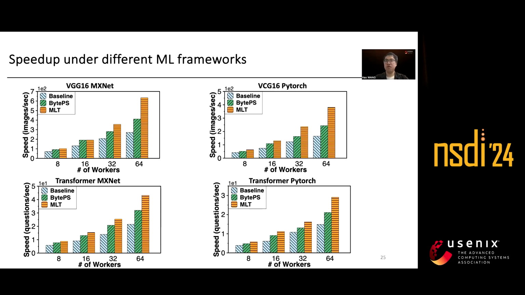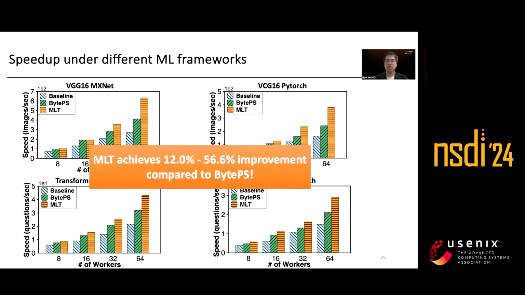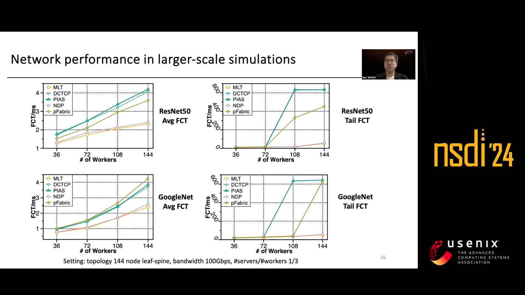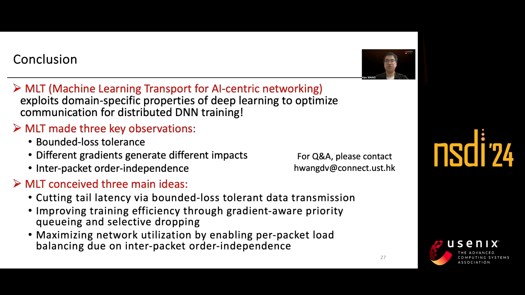Figure shows the performance of MLT over the baseline and BytePS in PyTorch and MXNet by training VGG16 and the Transformer. Note that the native PyTorch distributed data parallelism does not support PS, so we use a modified version as the baseline for PyTorch. The experiment shows that MLT delivered consistent performance improvements for different ML frameworks. We also performed a large-scale simulation with a 2-core 9Q1 switch and 144 hosts and compared MLT with different transports. MLT also achieved good performance.